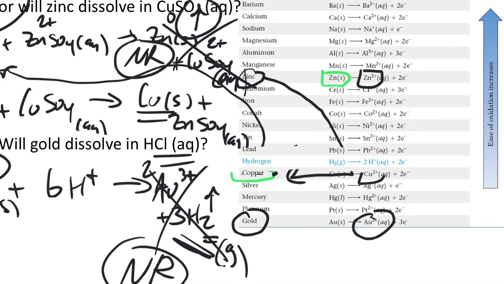And blue is shown for hydrogen because it's the only non-metallic one. Everything else is metallic on the chart. Hydrogen's the one non-metallic element that's shown on this chart.